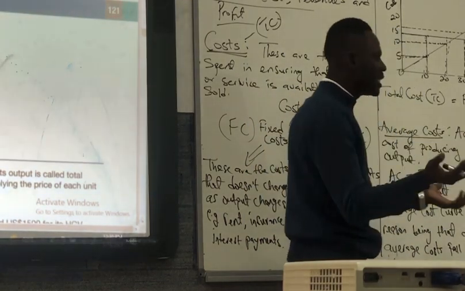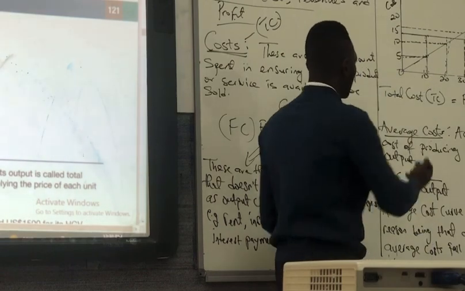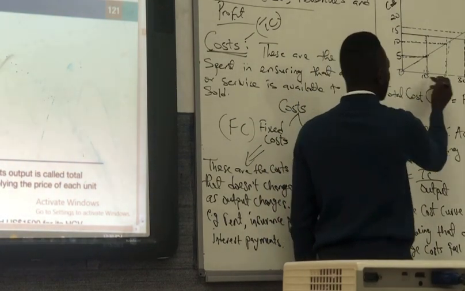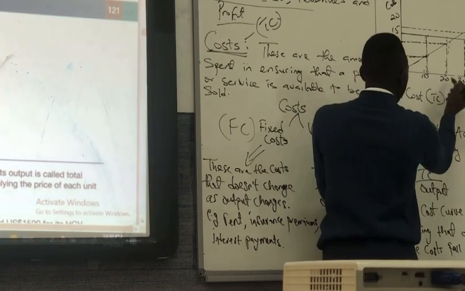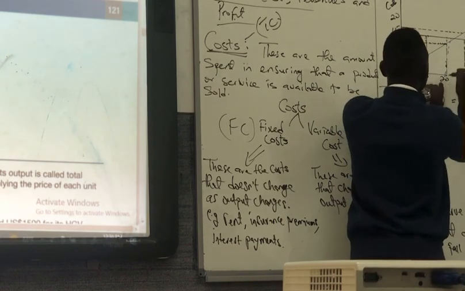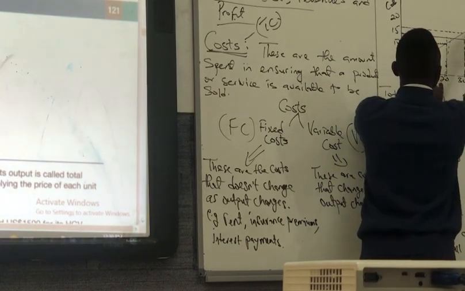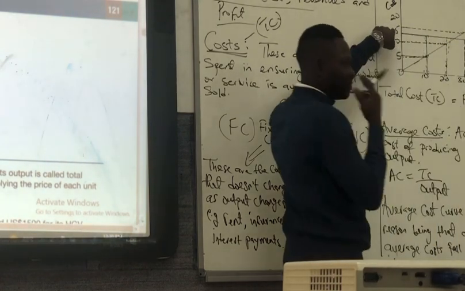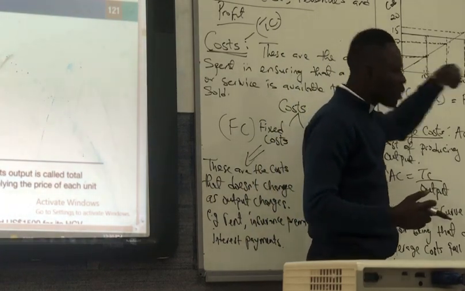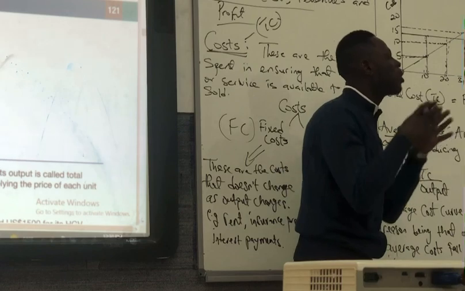So you can also see it with the graph here. At the output of 10, the variable cost is this. As the output increases by 10, the variable cost increases by 5. As the output increases by 30, the variable cost increases by 5. Do you understand? So as the level of output increases, the cost of production increases, the variable cost increases.